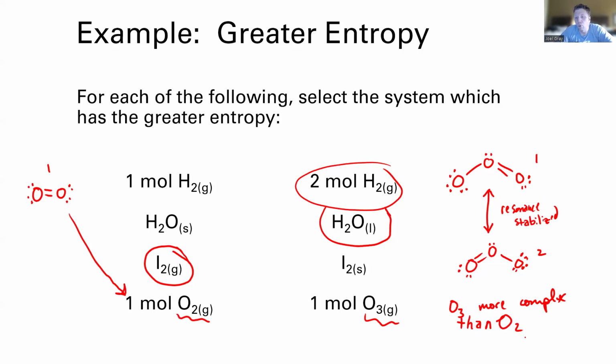And by it being more complex, well, it has a higher degree of entropy. So between these two, O3 and O2, O3 is going to have the greater entropy.